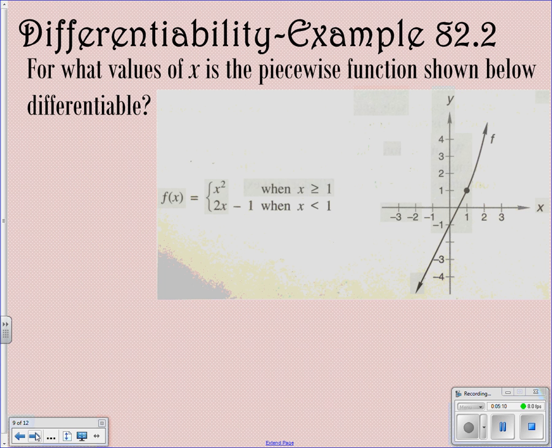Looking here, for what values of x is the piecewise function shown below differentiable? Well, we've been dealing with these where it's asked for it to be continuous. Whenever we had a continuous one, we would just set them equal to each other. So x squared equals 2x minus 1, and then we will plug in our x value. So 1 squared is 1, and then 2 minus 1. That didn't really help because I just get 1 equals 1, right?